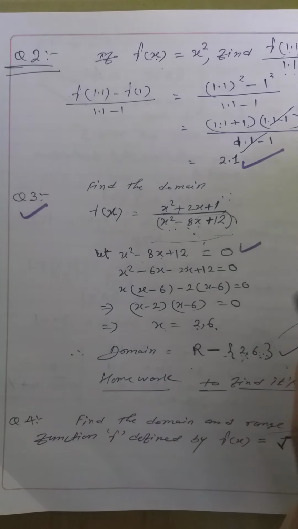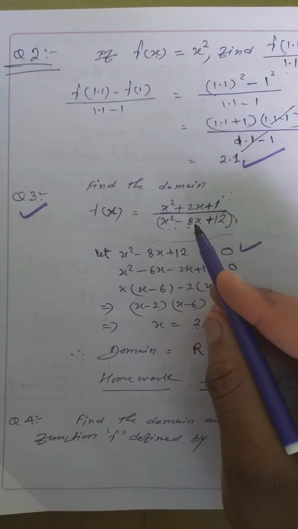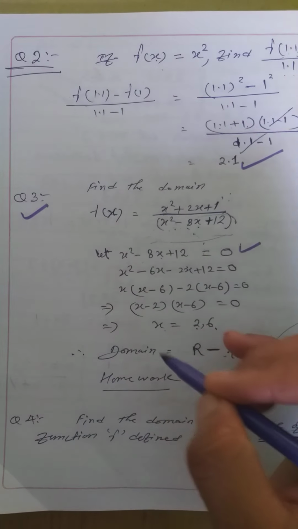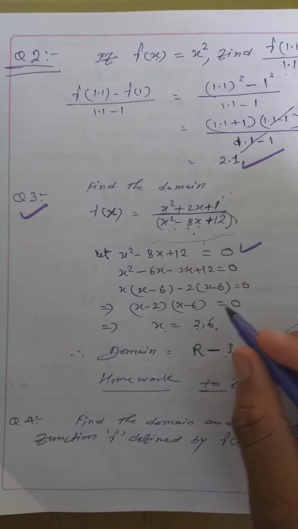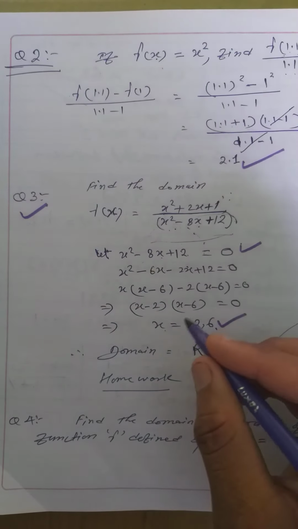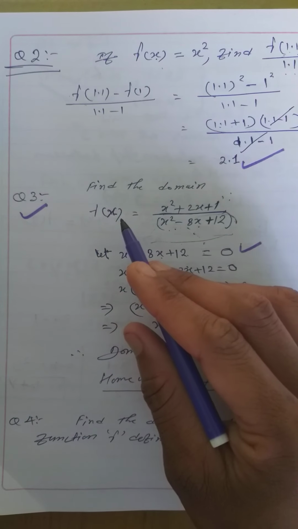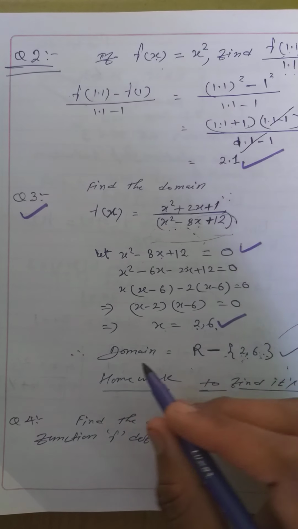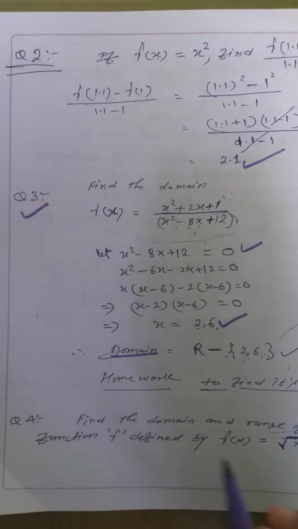Right? Why? Because when you put x equal to 2 and x equal to 6, you will get f(x) equal to infinity. That is, for the value of x equal to 2 and 6, the corresponding value of f(x) will be infinity. So excluding 2 and 6, all will be the domain.